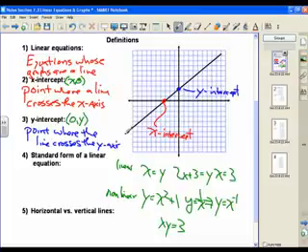x to the first equals y to the first. 2x equals a y. And x equals a 3. But here's an x squared. X to the minus first. This is x times y. X is not going to equal y here. Okay? This is x times y.